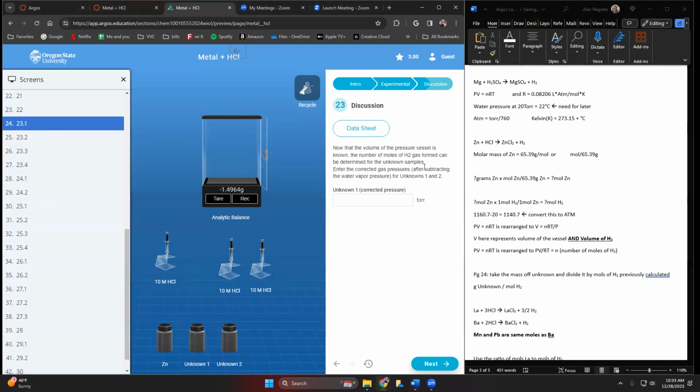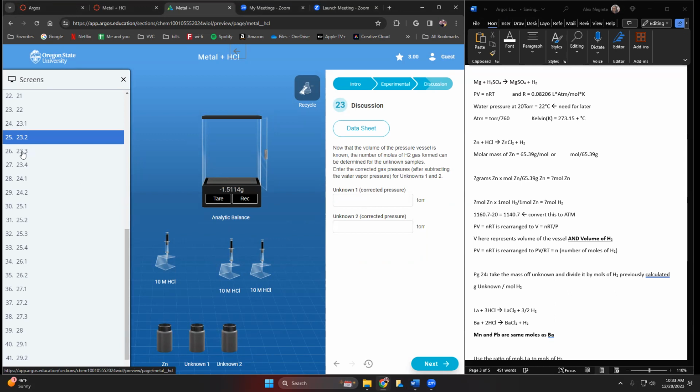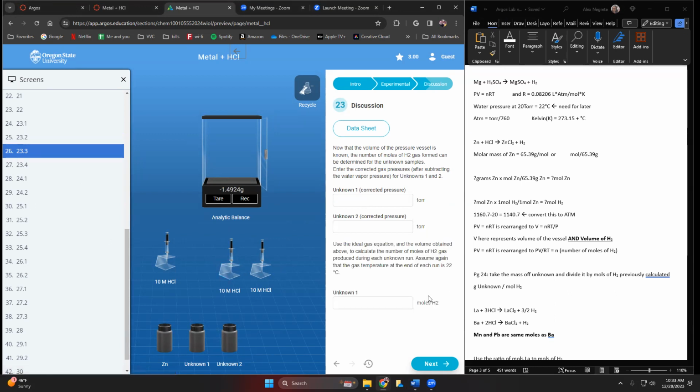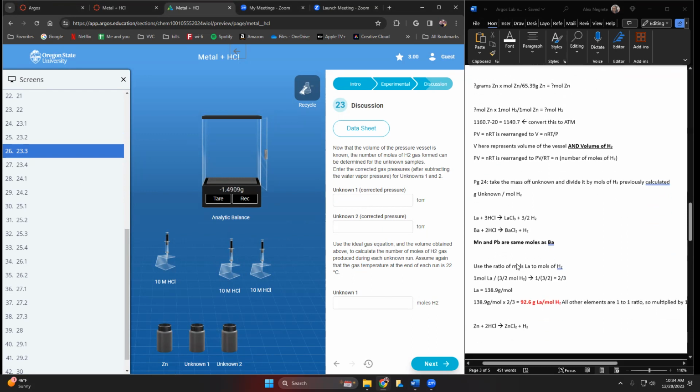And you're going to repeat the same calculations, right? You have a pressure in torr. You're going to make the correction there the same way by subtracting 20. You'll calculate the moles the same way because you do have the mass of the unknown, right? So by having the mass of the unknown, you calculate the moles of H2 gas the same way there.